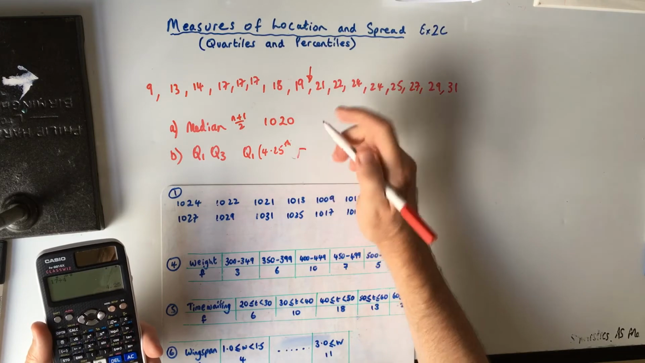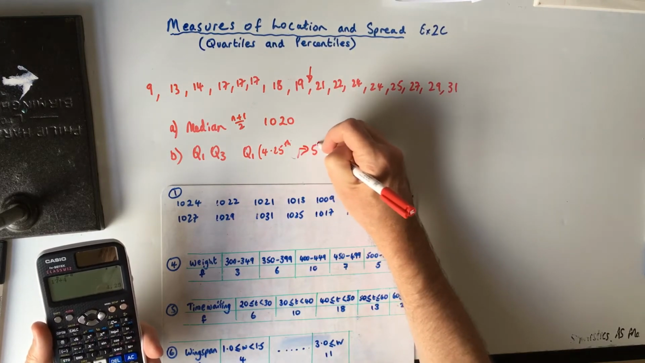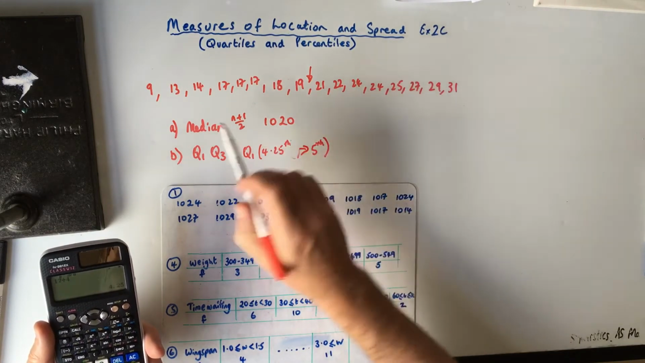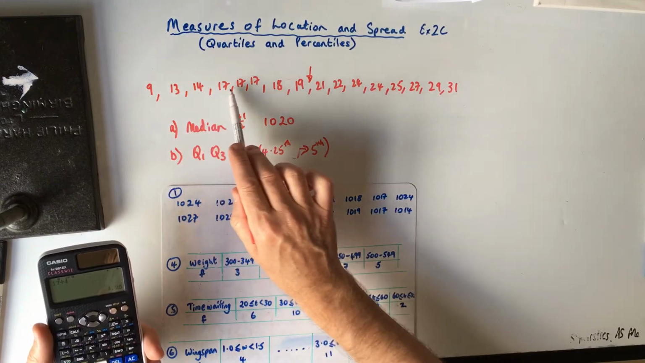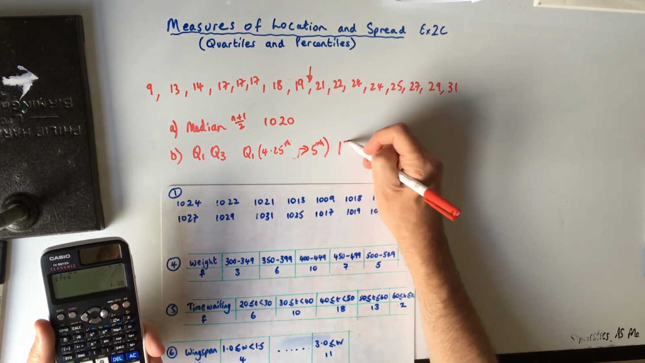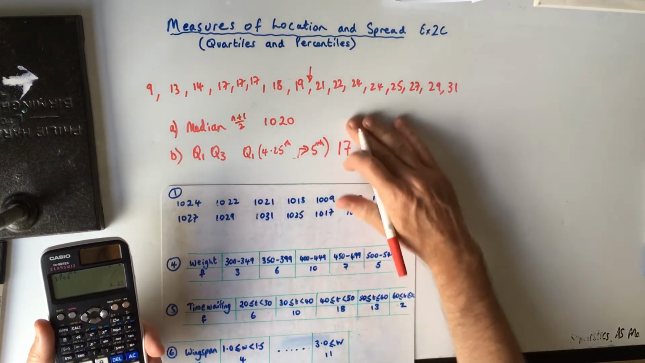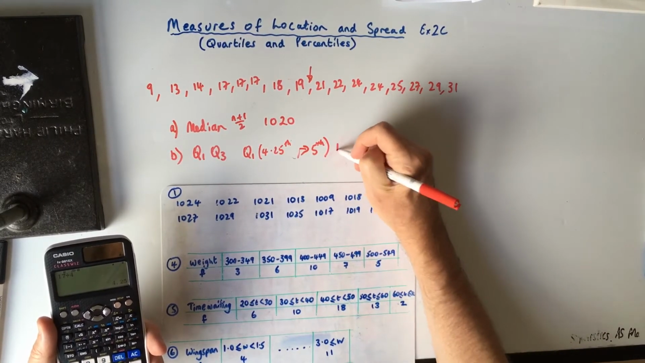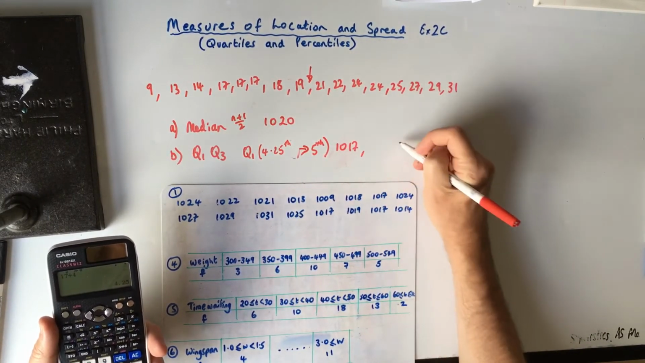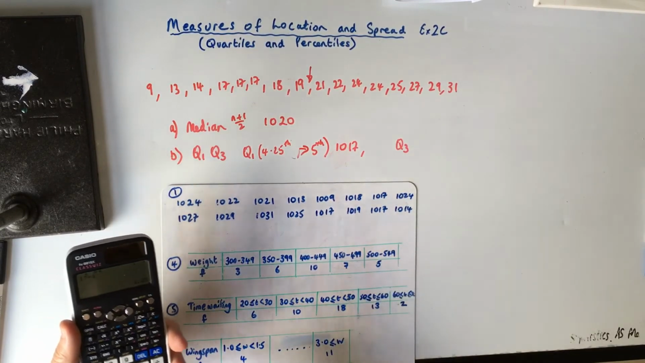Let's get rid of that bracket actually. We round up to the 5th, because that's the rules. So we want the 5th data. 1, 2, 3, 4, 5. So it's 17. Oops, 1,070. And Q3, the same thing.